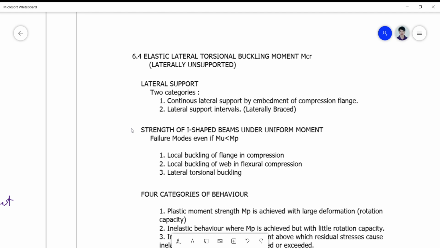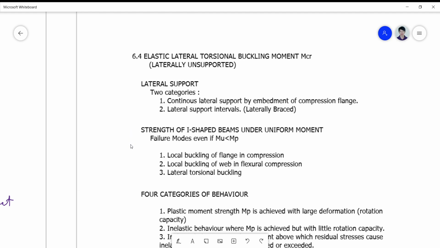And the second one is lateral support placed at intervals, or what you call the laterally braced beam. So we will be focusing now on this second category for this particular lecture.